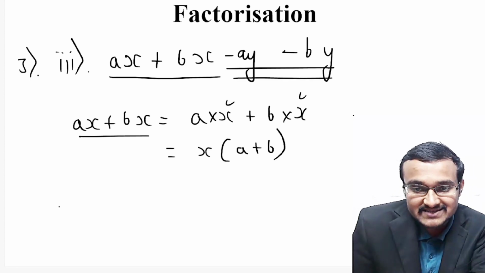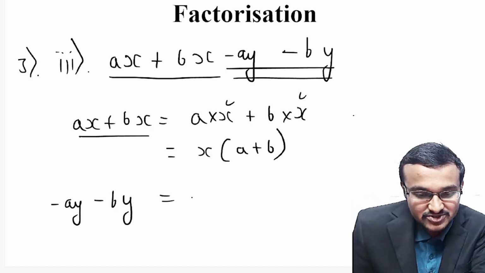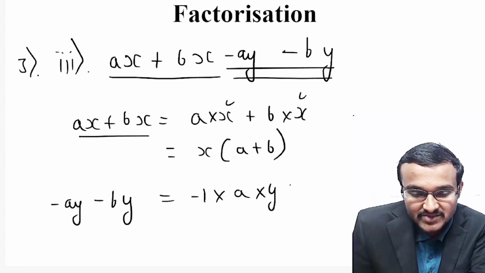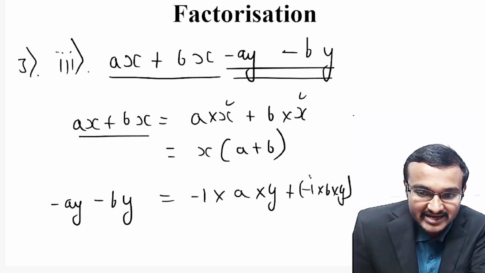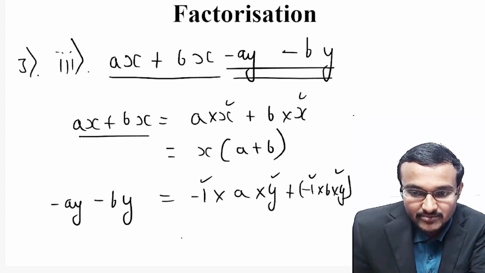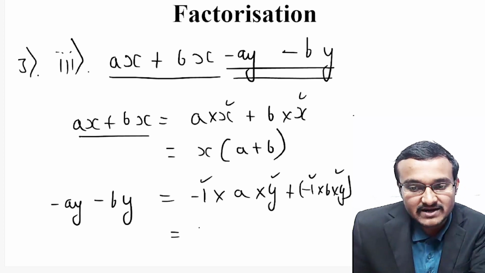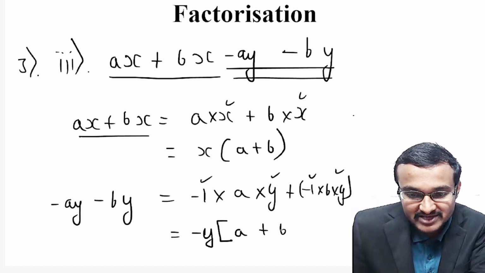You can take the second group, that is minus ay minus by. So minus ay minus by is there. So that is actually minus 1 into a into y plus minus 1 into b into y. So here minus 1 are common, y and y are common. So when you take minus 1 and y as common, it will become minus 1 into y, or minus y will be common, into a plus b.